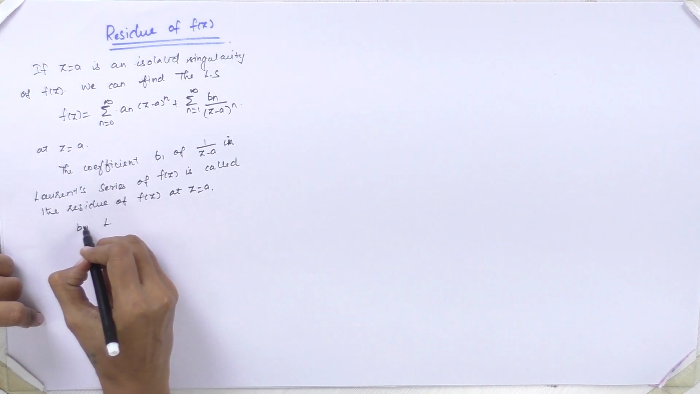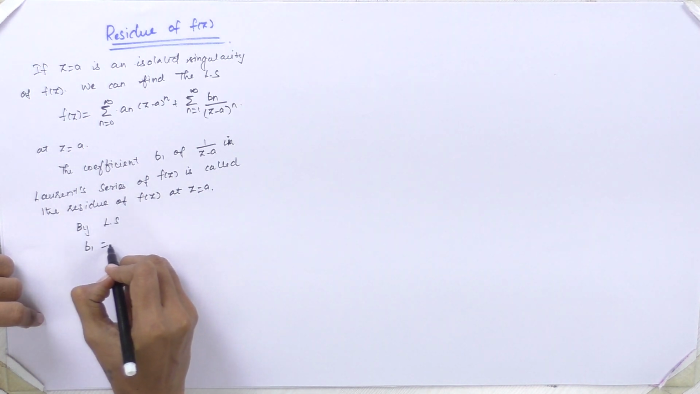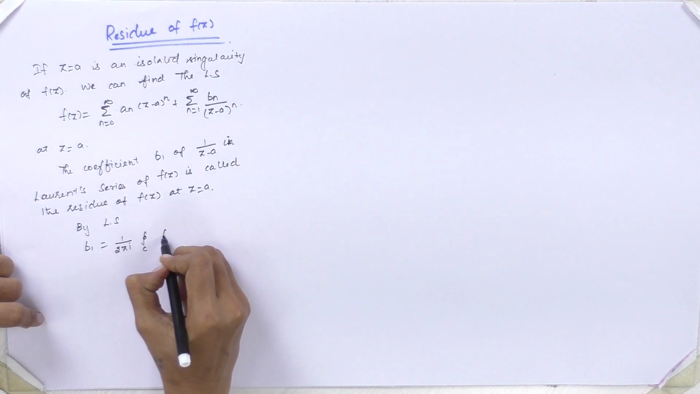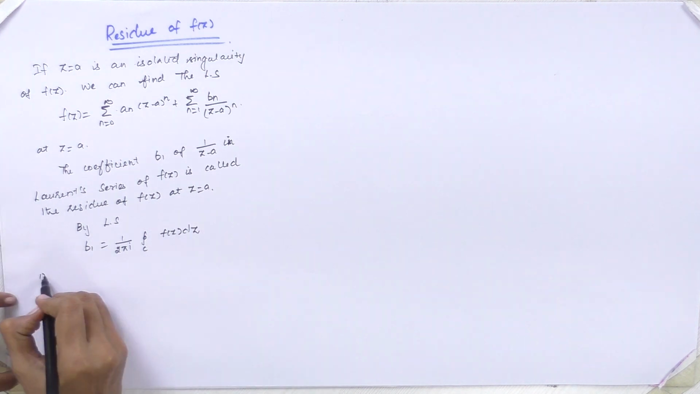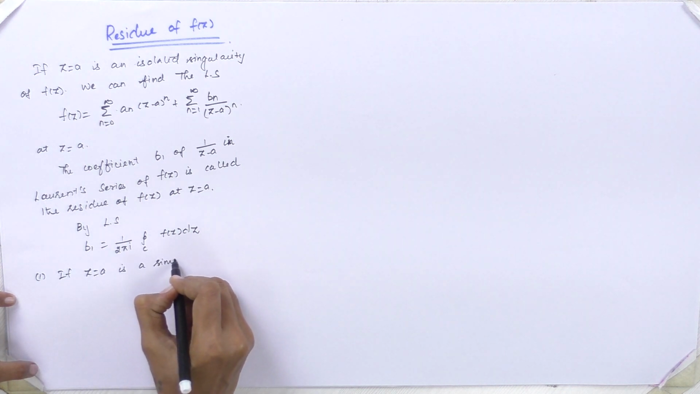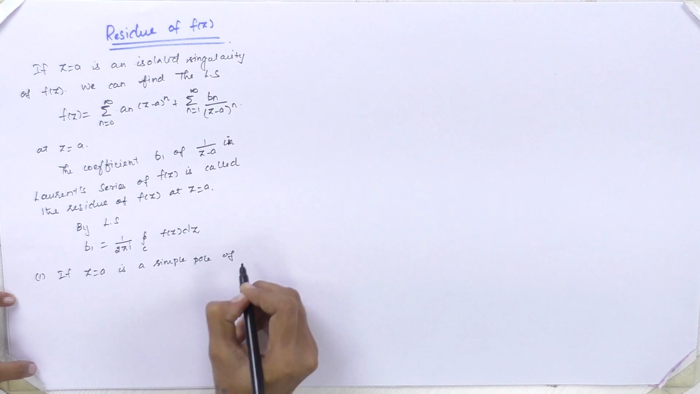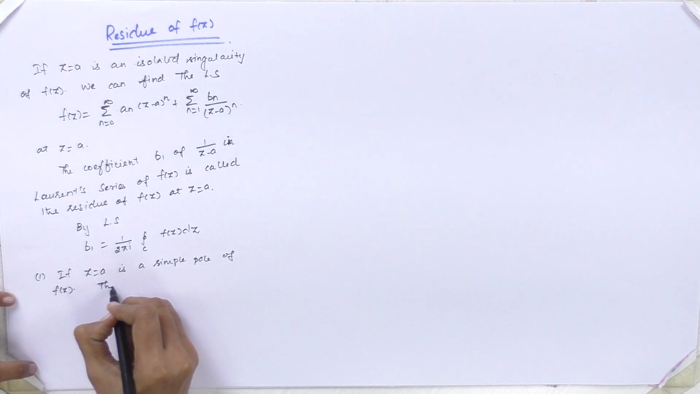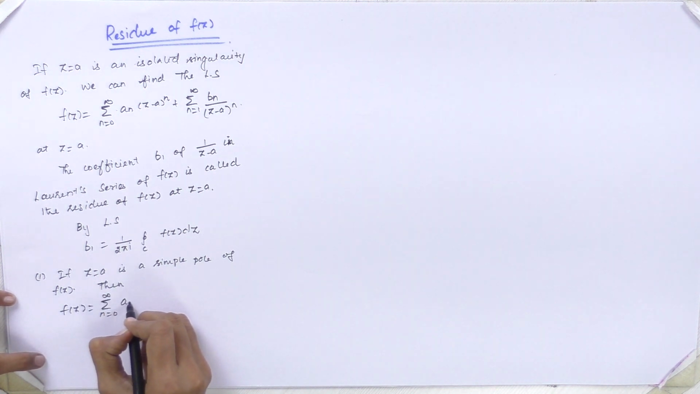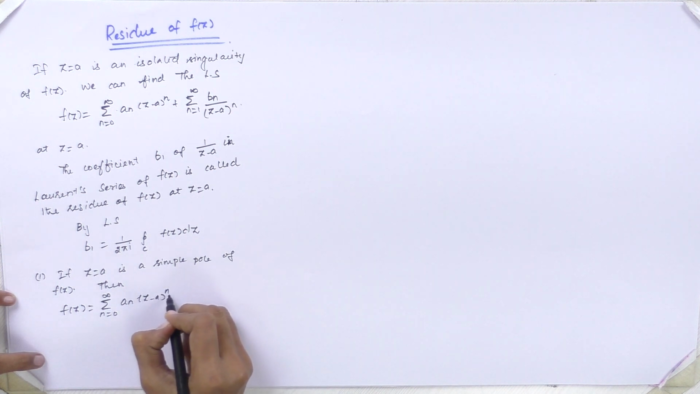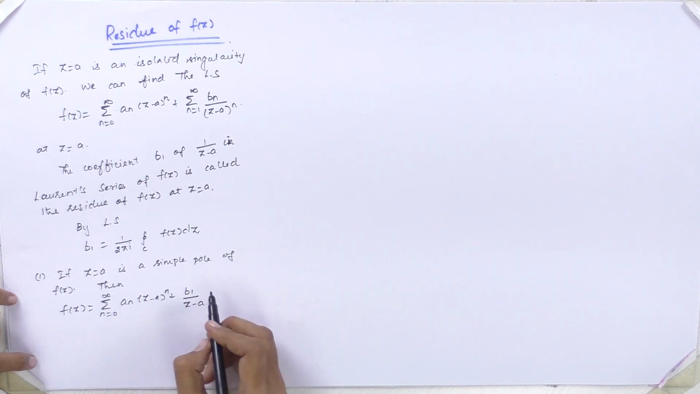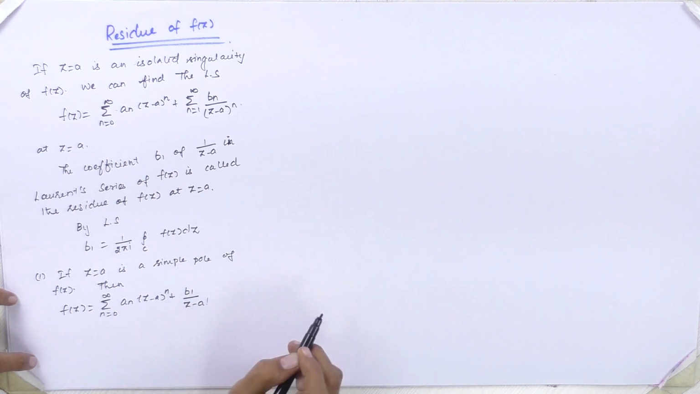But we know that by the Laurent series theorem, b1 is equal to 1 upon 2 pi i integration over C of f of z dz. In the first case, if z equal to a is a simple pole of f of z, then the function f of z is equal to summation over n equal to 0 to infinity a n into z minus a raised to the power n, plus b1 divided by z minus a. That means z equal to a is a simple pole, that means the order is 1, so we are omitting the remaining terms.